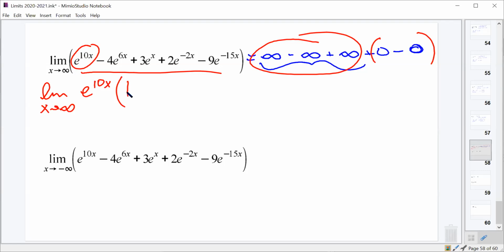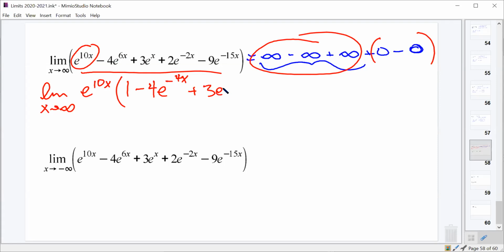And if I factor e to the 10x out of 4e to the 6x, what's left? Minus 4e to the negative 4x, right? Because this exponent plus this exponent needs to equal the exponent I started with. Do you guys agree with that factoring? Yeah. Makes sense. Okay. And then what about this one?